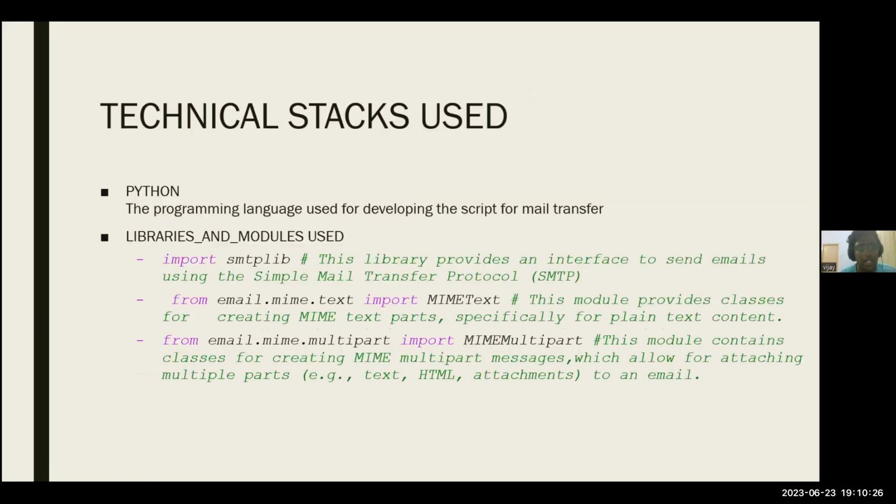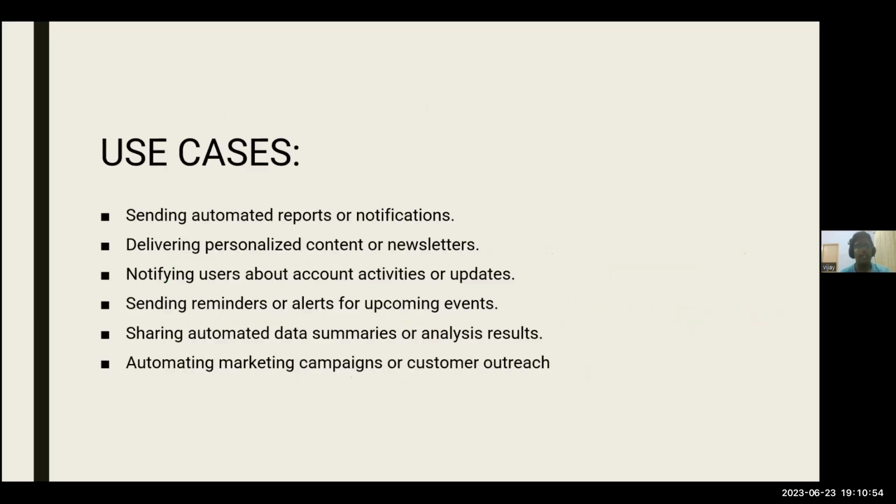So the libraries and modules used here are smtplib, which is used for mail transferring. SMTP stands for Simple Mail Transfer Protocol, and MIME text and MIME multipart help in adding information to your mail, such as subject, from, to, and the attachments you can add while sending the mail in an automated format. And as you can see, the use cases are sending automated reports or notifications, delivering personalized content, sending reminders or alerts for upcoming events, sharing automated data summaries or analysis results.